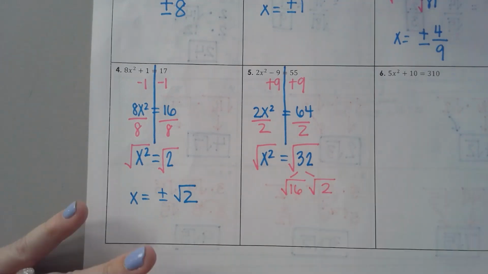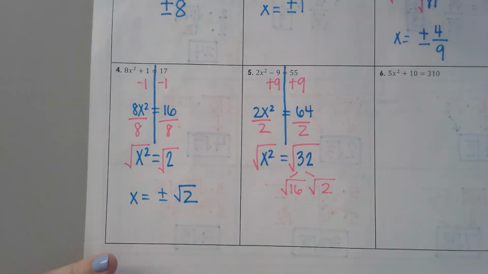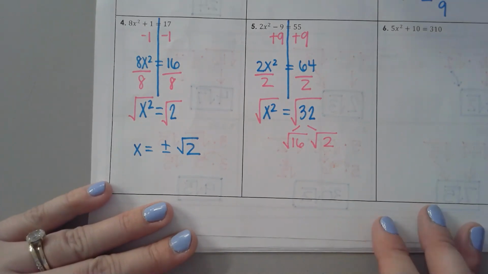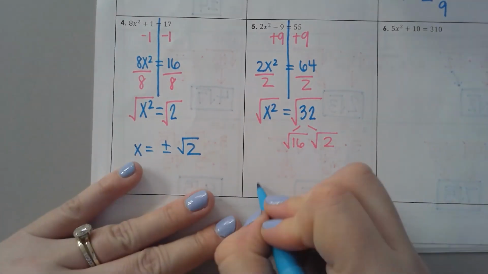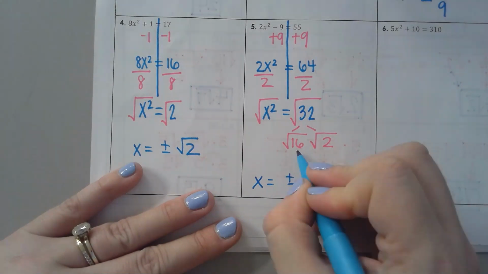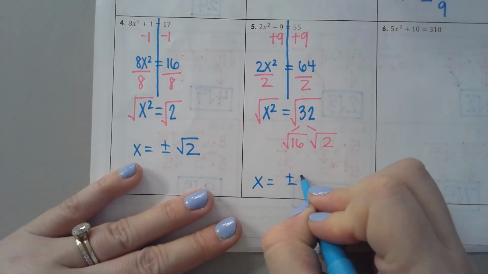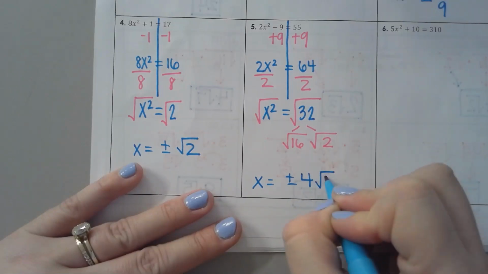16. What's the square root of 16? 4. Yeah, it's 4. Bring down square root of 2.